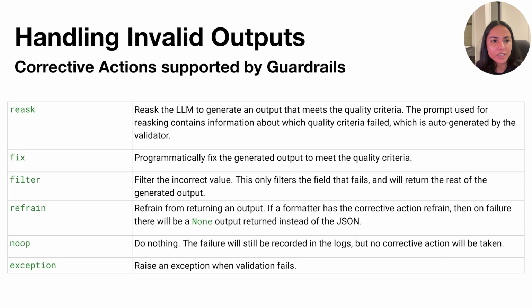We primarily talked about re-asking within the context of the framework, but Guardrails also offers other options for handling incorrect output. So options like fixing, like programmatically fixing the generated output. So let's say that the age in our example was greater than 100, then we automatically set the max age to 100, that we programmatically fix. Other cases might be filtering incorrect values. So here, instead of asking the LLM to regenerate a new correct zip code, we maybe just filter out incorrect zip codes. Refrain from answering, where we don't answer at all. No op, which is take no action, but store the failure to a log. And then finally raising an exception.